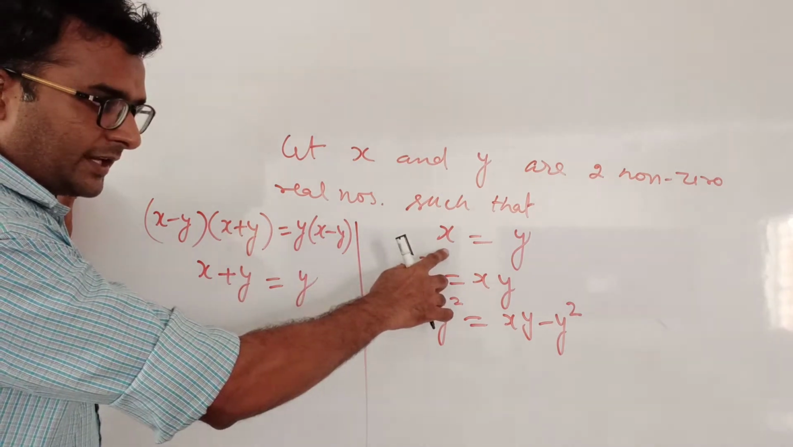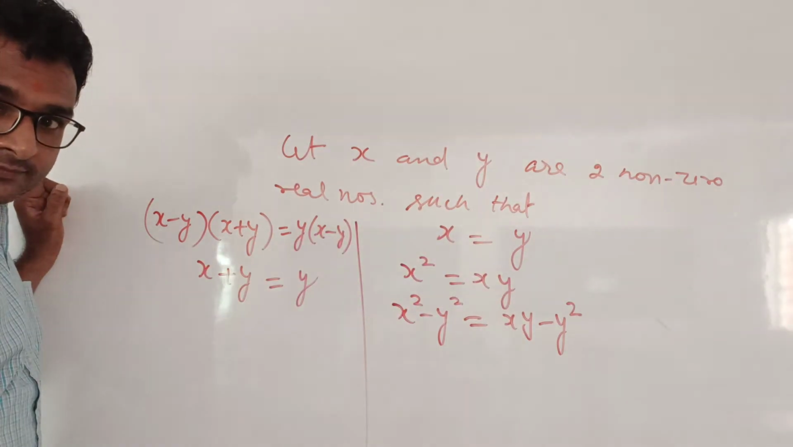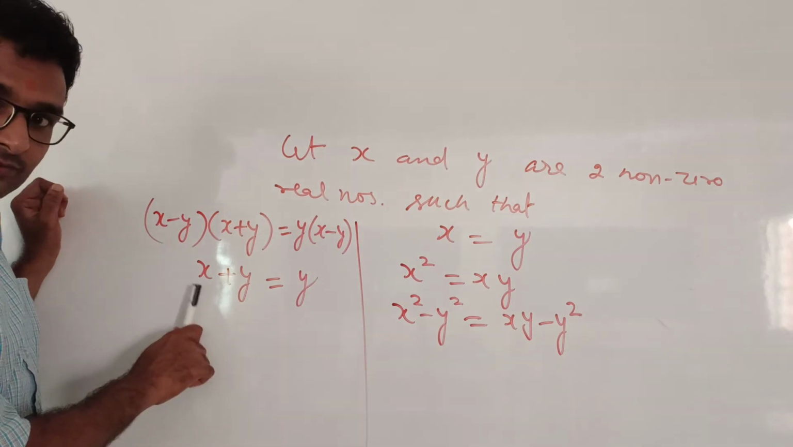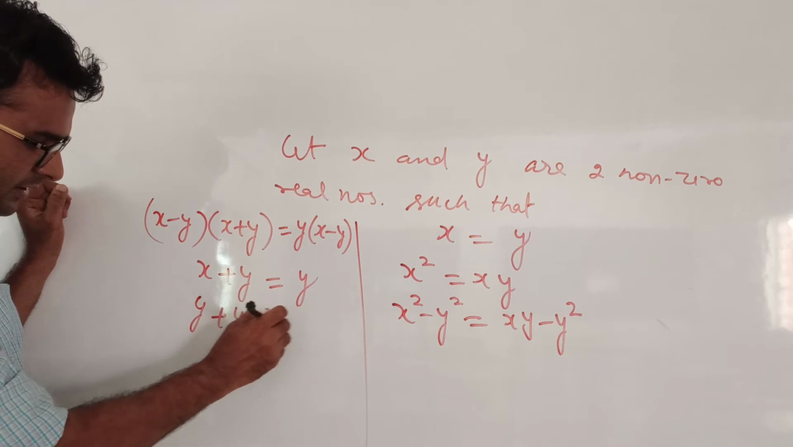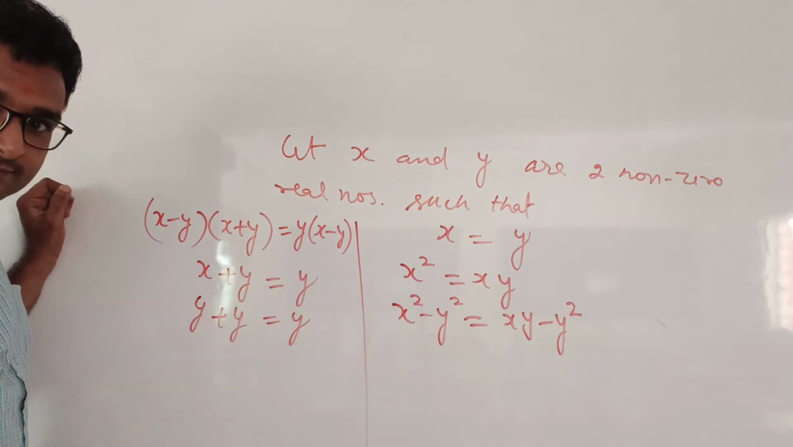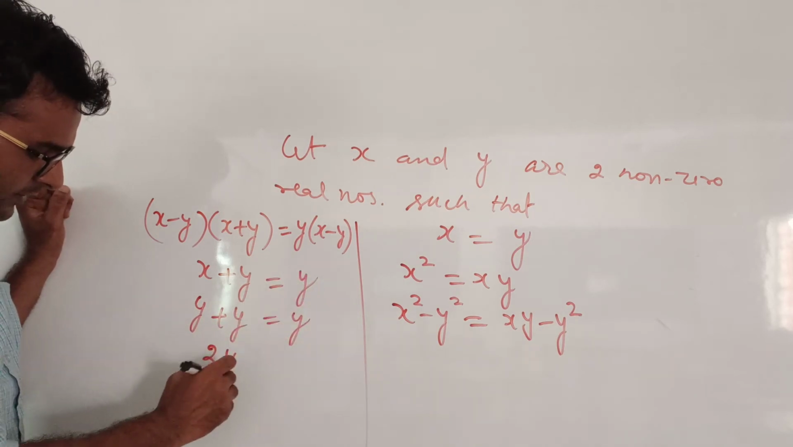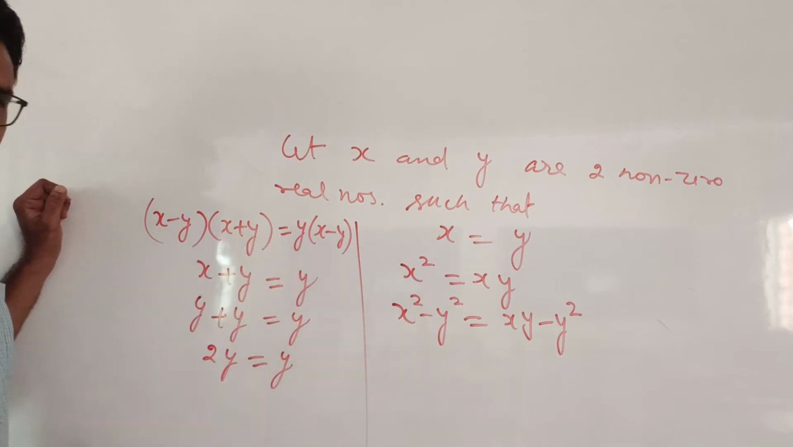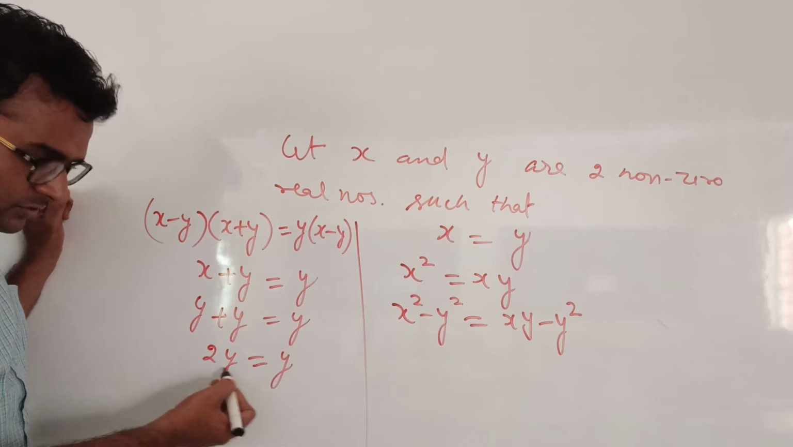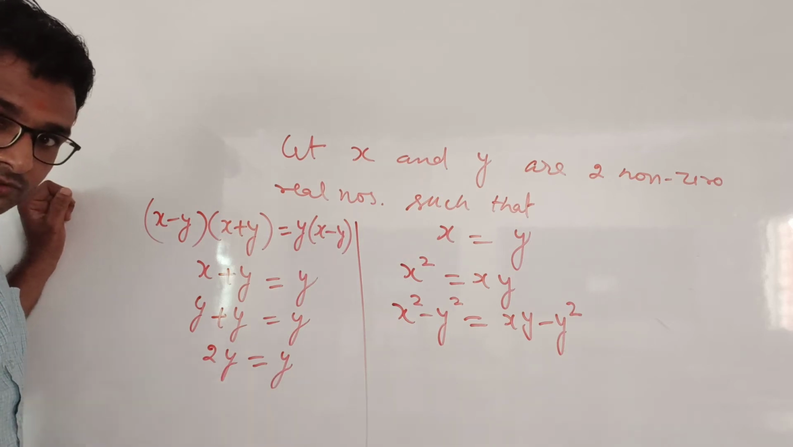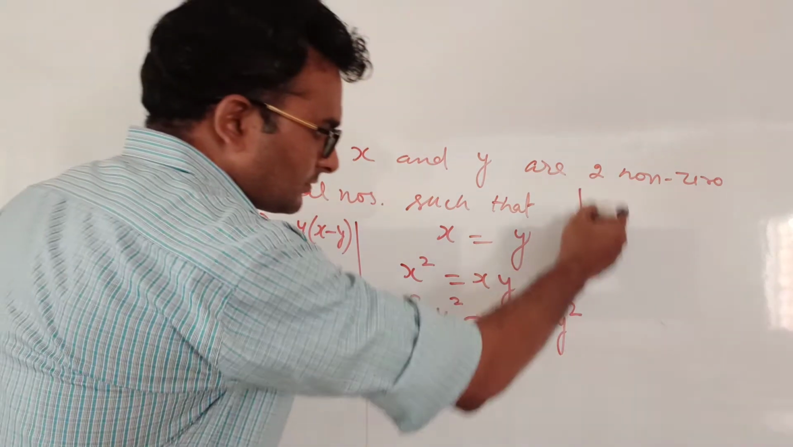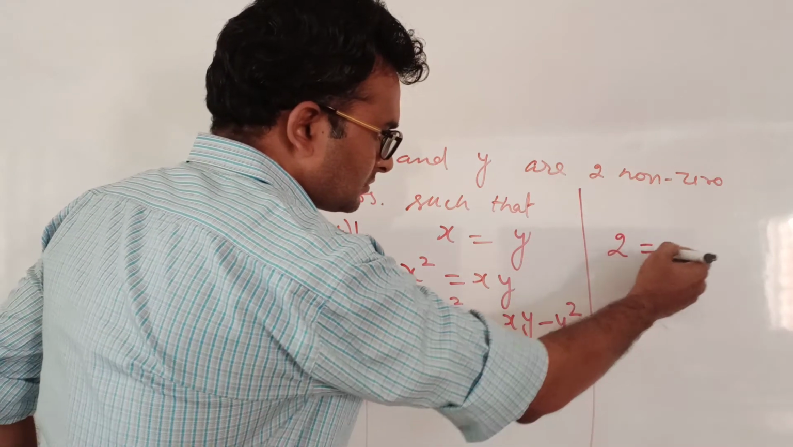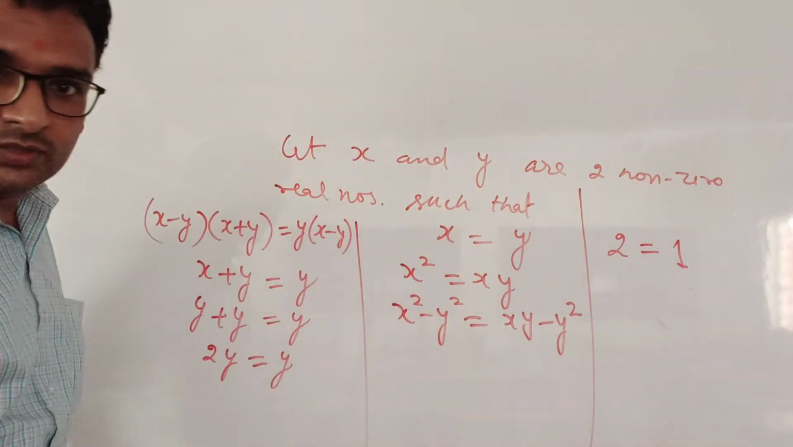But as we know, x is equal to y. So if I replace x with y, this will become y plus y is equal to y. This will become 2y is equal to y. And if I cancel the common factor y from both sides, or divide both sides by y, what will we get? 2 is equal to 1.